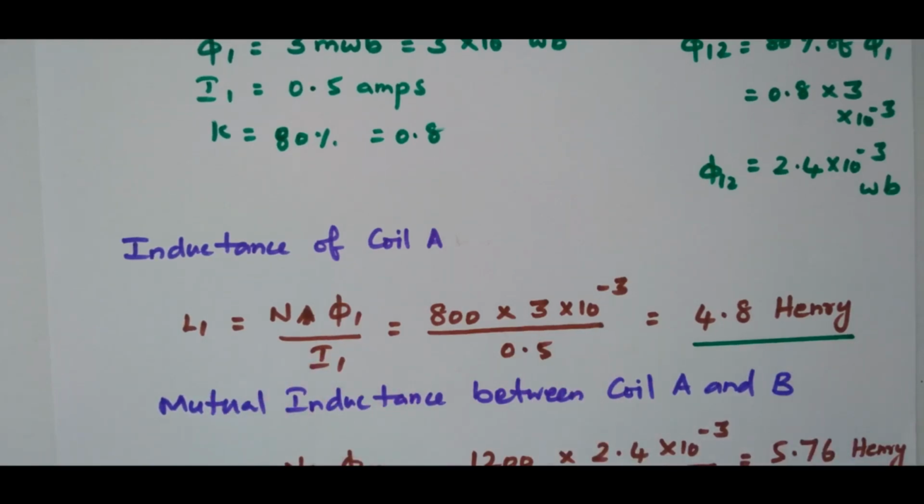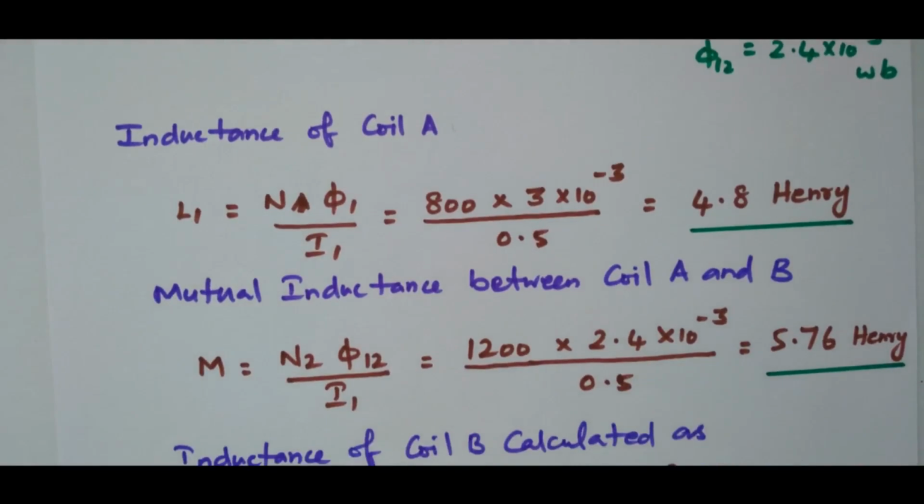But for coil 2, the current value is not available. So we'll find the mutual inductance, and from that we can find the inductance of the second coil. For mutual inductance, these data are available: N2, phi 12 by I1. N2 is available, phi 12 is available, and I1 is also available. So we'll find the mutual inductance, then we'll find the L2 value.